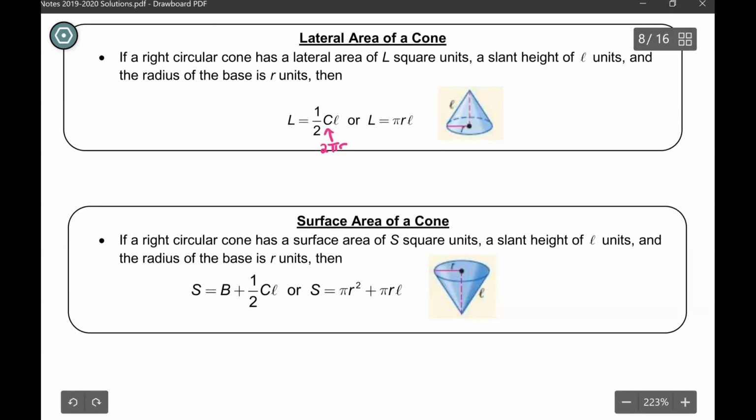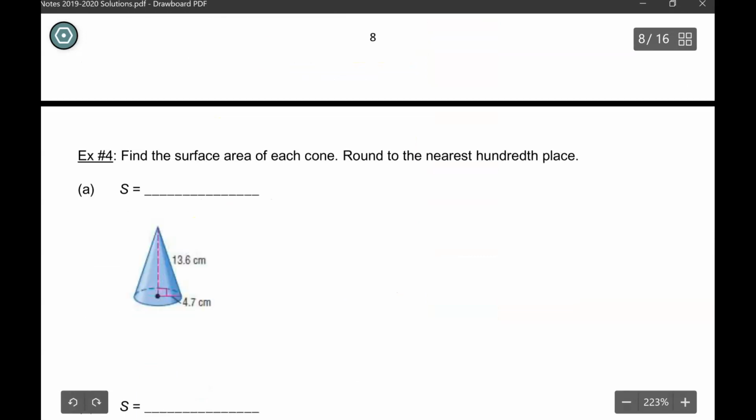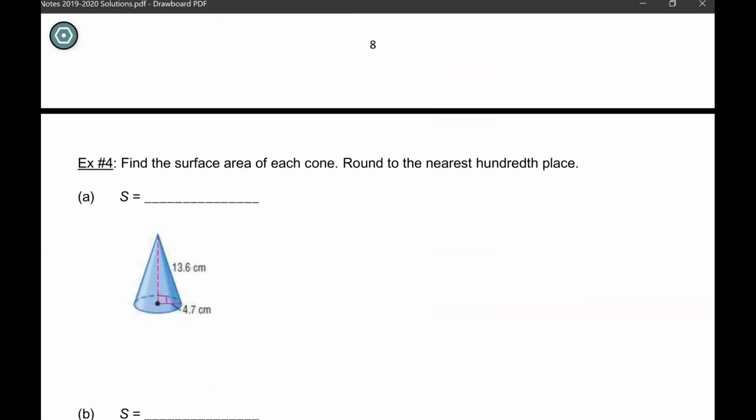And then if we're finding the total surface area, we just want to include the area of that circle. So that's where we get pi r squared plus pi r L, or just like we had previously, we can also write it with the area of the base plus circumference times the slant height divided by 2. The nice thing about, again, the cone and the cylinders, it's just plugging into that formula. And if you have to use Pythagorean theorem, that's just one added piece.